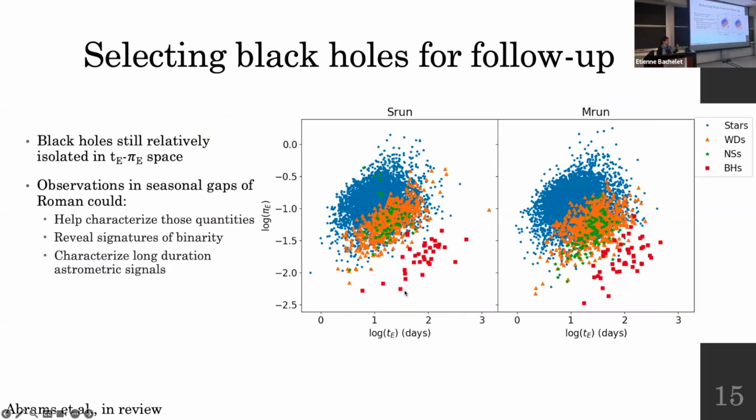On the left, these are the singles only. On the right, those are the singles and multiples. And you can see they're still relatively isolated in this parameter space, even with the binaries.